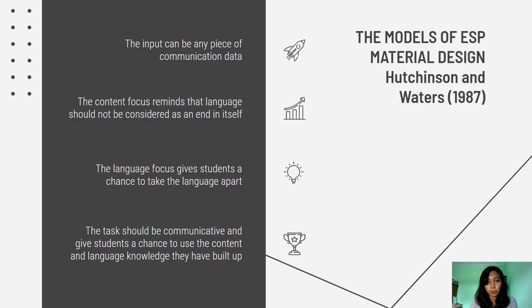According to Hutchinson and Waters in 1987, material design should start by determining its purpose, by asking what the materials are supposed to do. The model of ESP materials design consists of four elements. The first one is the input, which can be any piece of communication data such as text, video, or dialogue, and is relevant to the needs identified. It provides the stimulus for the activities, new language items, correct models of language use, topics of communication, and opportunities for learners to use their information processing skills and their existing knowledge of language and subject matter.